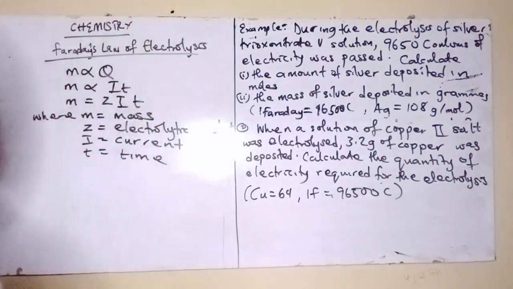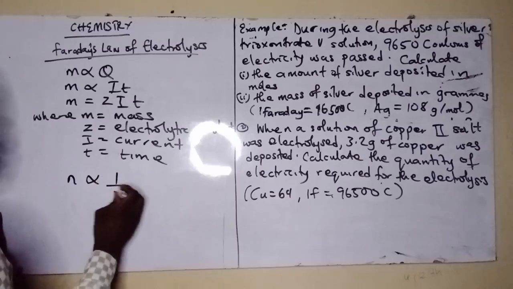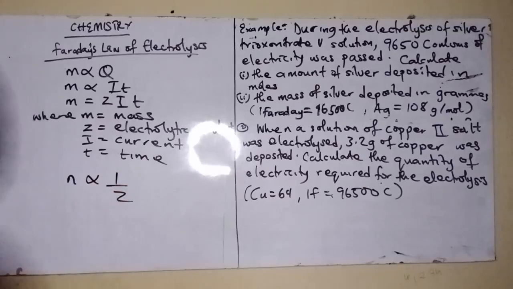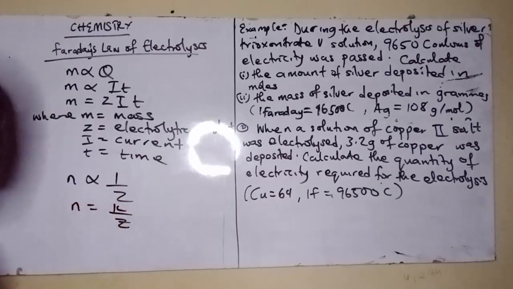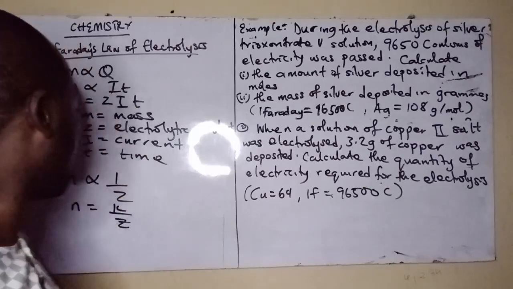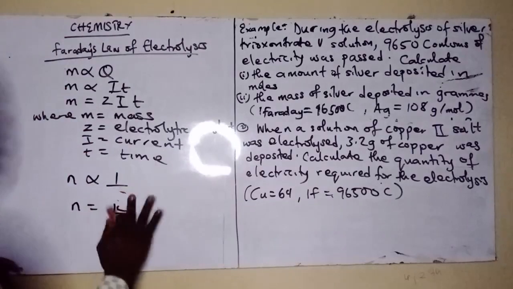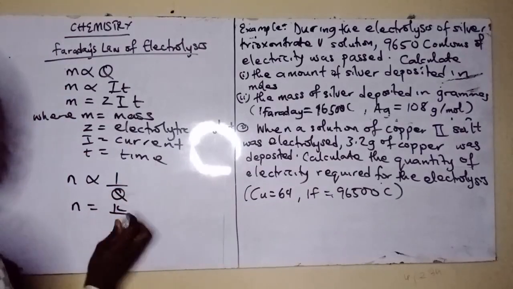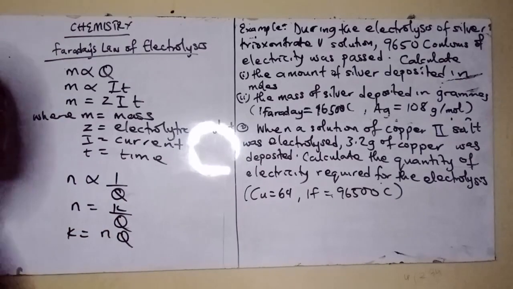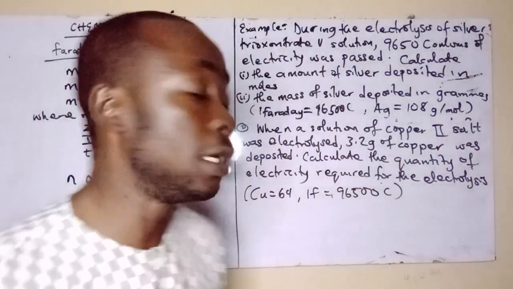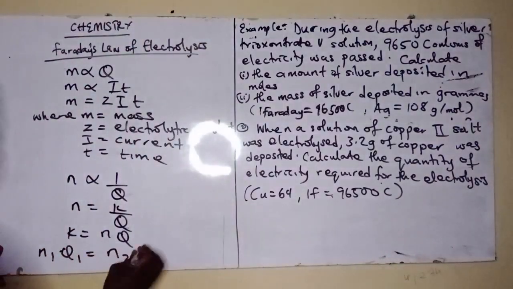So what they are trying to tell us is that the amount of substance deposited, which is N, is proportional to the charge it carries. Now this one is equal to N equals K over Z, where K is a constant. Oh, let's maintain our Q for charge. So where K is a constant, K now will be equal to NQ. And if that is the case, then we can now say that N1 Q1 is equal to N2 Q2.